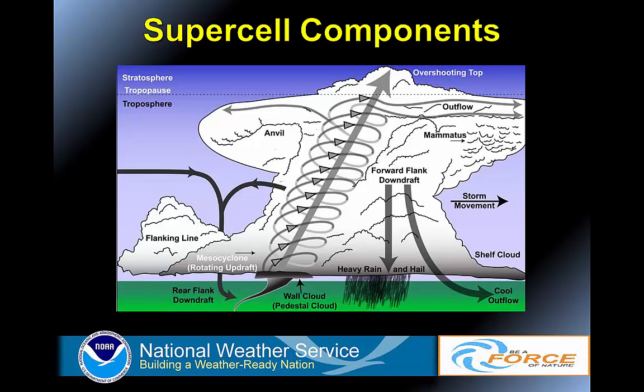In the rear of a supercell is where you find the rear flank downdraft, and it's not unusual for little, if any, precipitation to fall through the rear flank downdraft. As a result, a rear flank downdraft is often accompanied by a clear slot, which is a pocket of relatively clear and brighter sky.